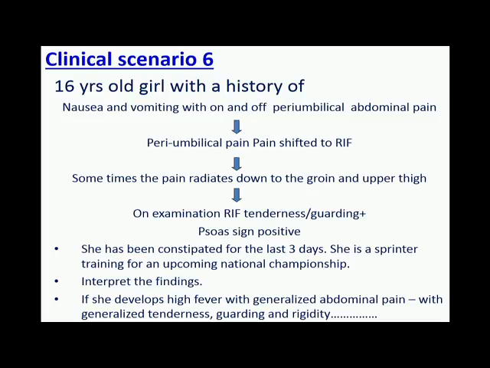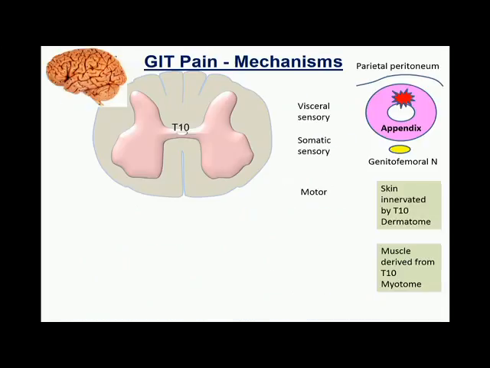On examination, there was right iliac fossa tenderness, guarding, and Psoas sign positive. I'll explain this. In the history it is also mentioned she has been constipated for the last 3 days, and she is also a sprinter, training for an upcoming national championship. Interpret the findings. When I explain this, you should be able to interpret those clinical findings in that scenario.